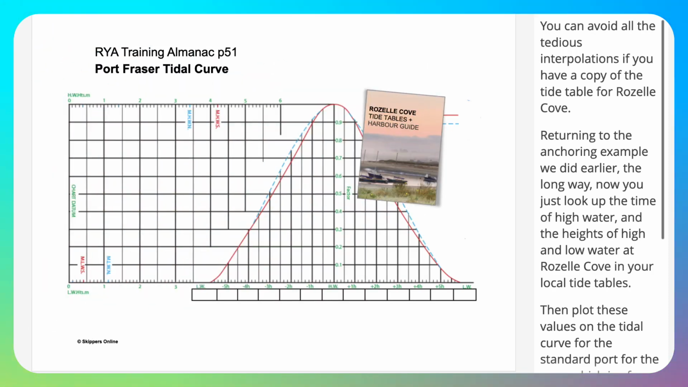You can avoid all the tedious interpolations if you have a copy of the tide table for Rozelle Cove. Returning to the anchoring example we did earlier, the long way, now you just look up the time of high water and the heights of high and low water at Rozelle Cove in your local tide tables. Then plot these values on the tidal curve for the standard port for the area, which is of course Port Fraser in this case, and read the height of tide for any time you want. Having the tide table for a secondary port makes finding intermediate tide heights just like a standard port tide calculation.